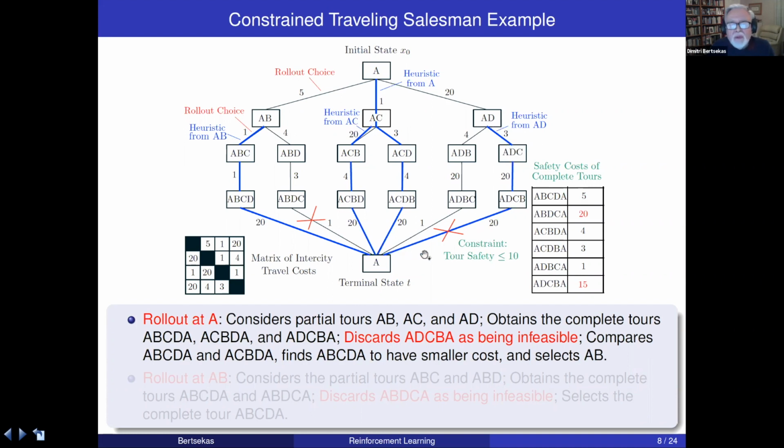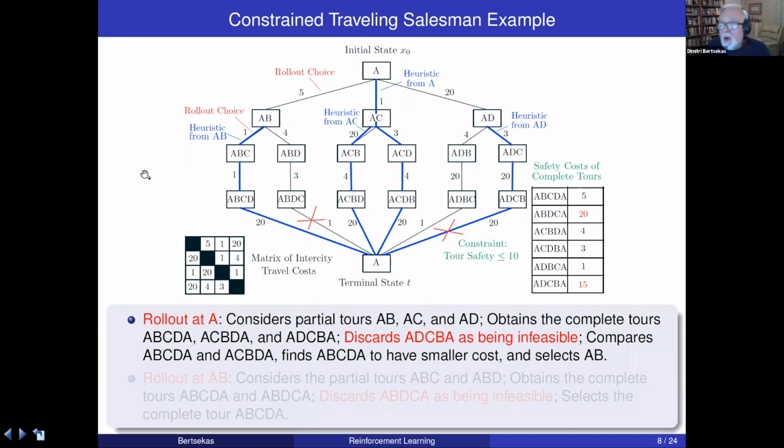How about the other tours? Well, the heuristic from ABC is this one, right? Because there's no choice. Similarly, the heuristic from ABD is this one. There's no other choice, and so on. So I have indicated here the heuristics from A, AB, AC, and AD, and not from the other partial tours because there's no choice. It's implied what the base heuristic is.